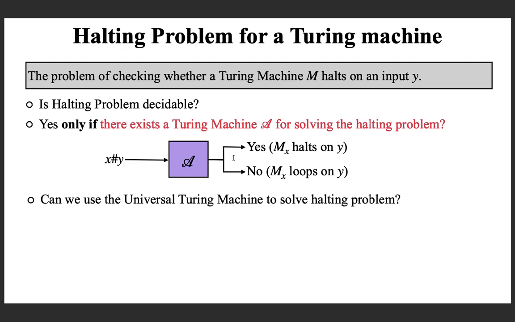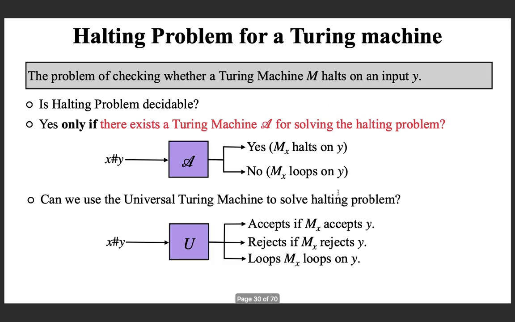Now the question is, can you use the universal Turing machine in place of A? It looks like it is possible because the universal Turing machine is taking the binary encoding of a Turing machine and an input to that Turing machine as input, and it runs that Turing machine on the input. Now the question is, can the universal Turing machine act as the Turing machine deciding the halting problem? We can see.